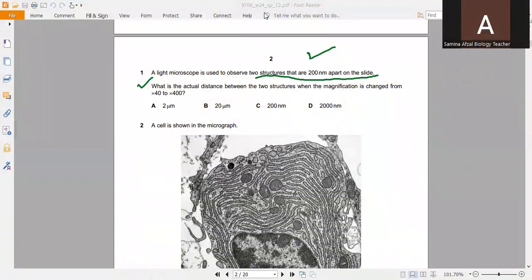So when we increase the magnification, only the magnification is increased. There will be no change in the actual distance between the two structures. So it will remain the same, that is 200 nanometer. So according to this, C is the correct option. A, B, and D are not correct because there will be no change in the actual distance on slide when we increase the magnification.